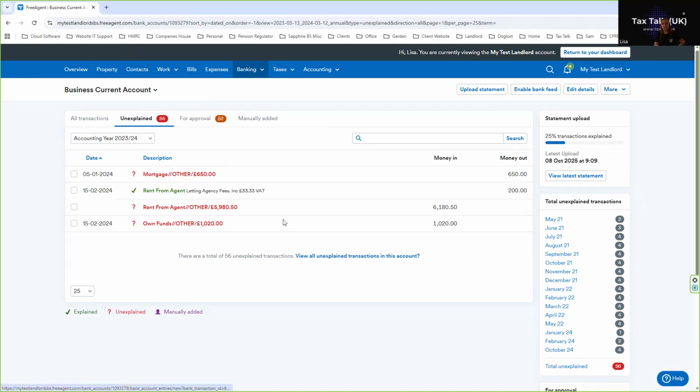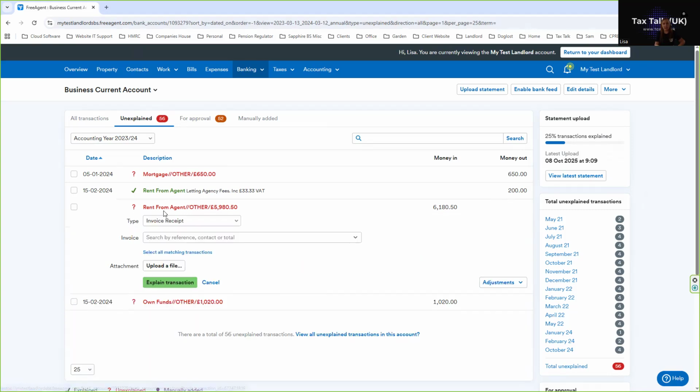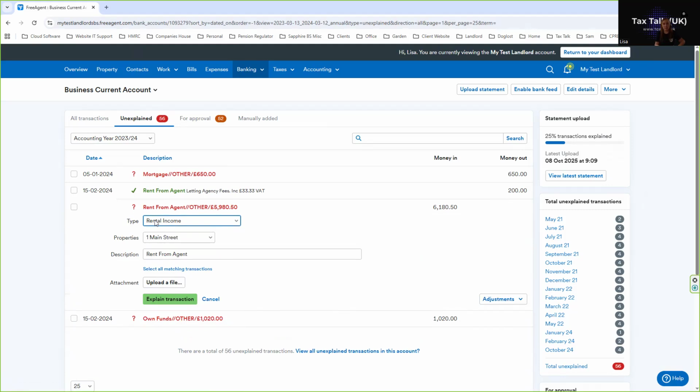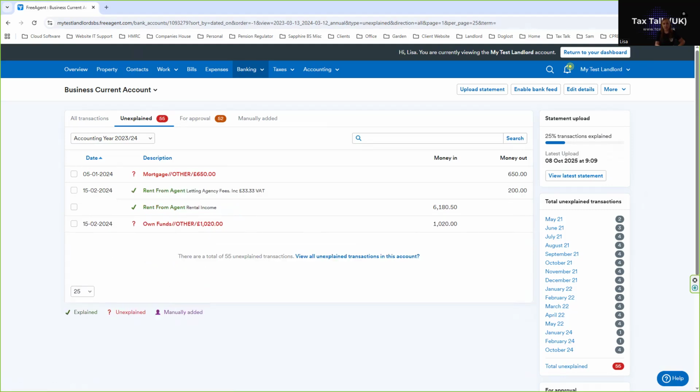Now you can see that the rental figure, although it's 5,980 coming in, it's now asking us to allocate 6,180 because it's now accounted for the £200 deduction. And so if we now go to that transaction, we can allocate that as rental income and explain that transaction.